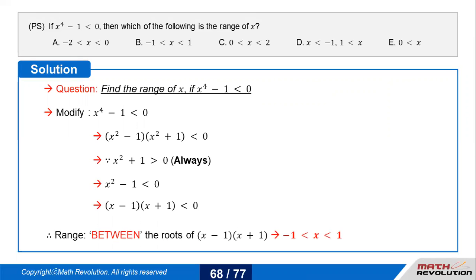So the range would be between the roots of x minus 1 and x plus 1, which is minus 1 is less than x, which is less than 1. B is the correct answer. That's it.